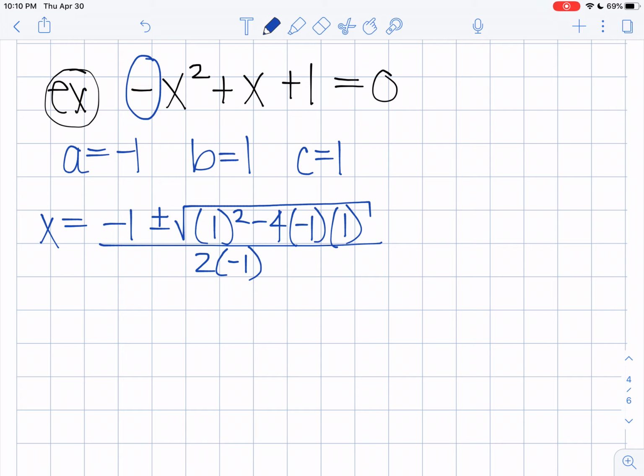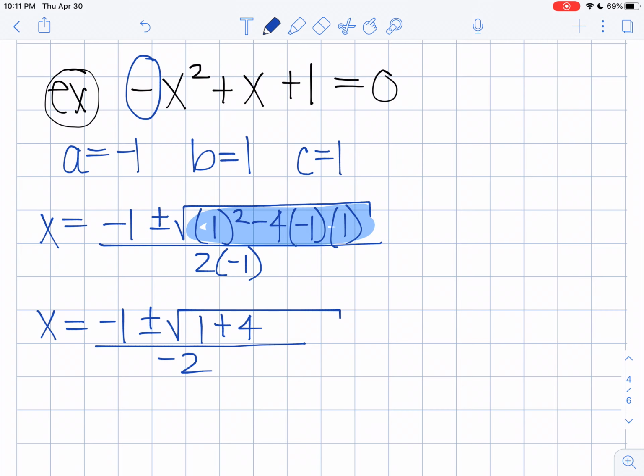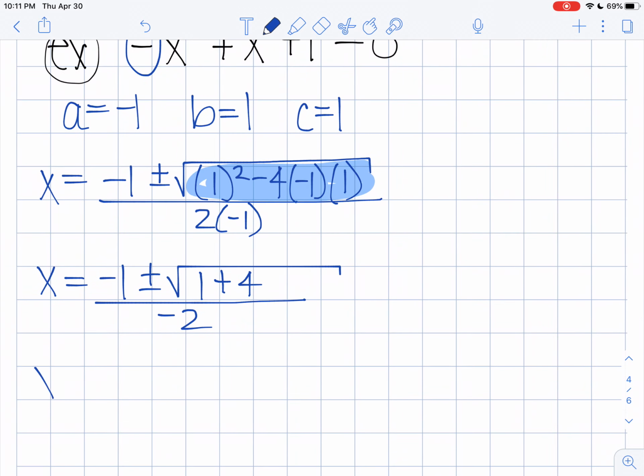I'm going to evaluate inside my square root first. So I get x is equal to -1 plus or minus the square root. 1 squared is 1. -4 times -1 times +1 is +4. All over -2. And I'm going to simplify, keep going inside my square root. So I get -1 plus or minus the square root of 5, all divided by -2.